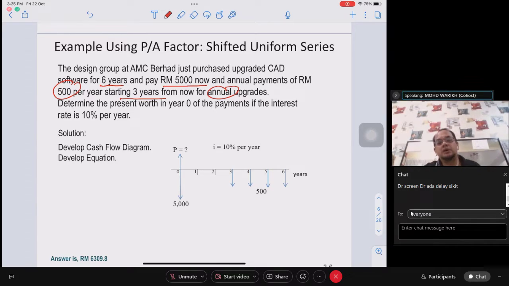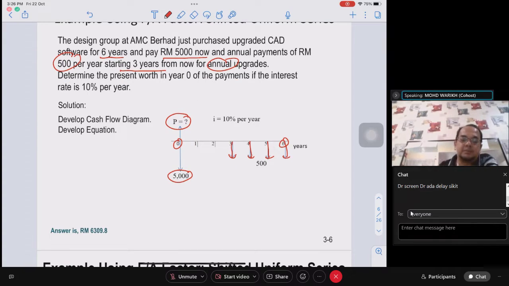Just as I said before, if you get this question, the first thing you have to do is draw the cash flow diagram. That's very important. Then you draw the cash flow diagram from year 0 until year 6. The 500 ringgit starts from year 3 until year 6. Then you have to find PF. This is a purchase now, 5,000 ringgit is paid. So we have developed the cash flow diagram and the question. Please try yourself. You get the answer or not?